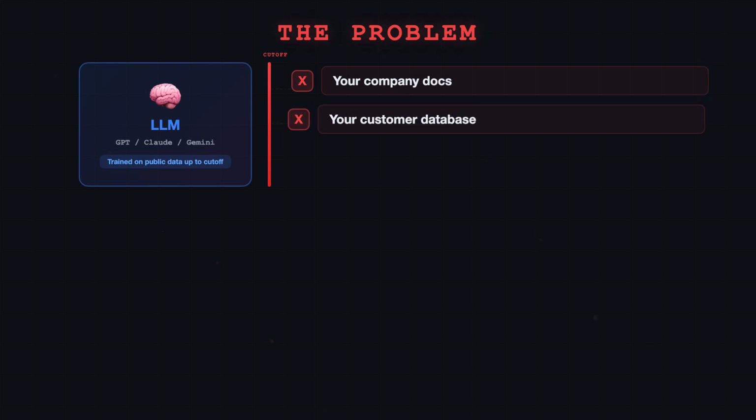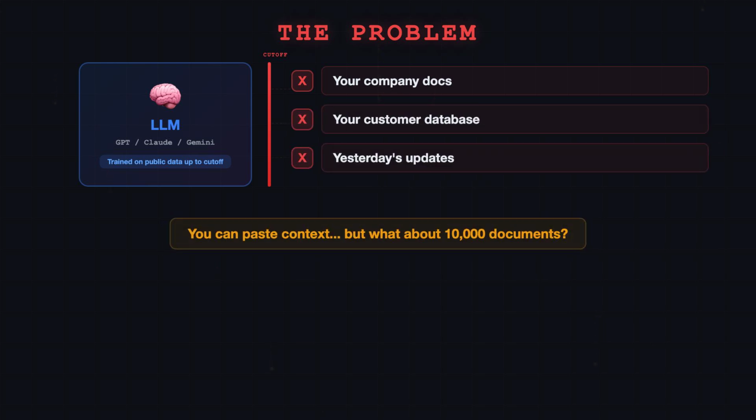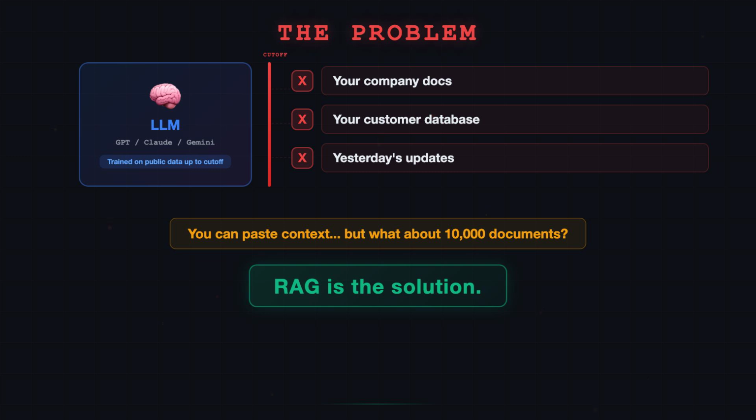Large language models like GPT and Claude are trained on a snapshot of the internet. That snapshot has a cutoff date. Anything after that date, they don't know. Your company's internal documents, they don't know. Your customer database, they don't know. Your product documentation that was updated yesterday, they don't know.